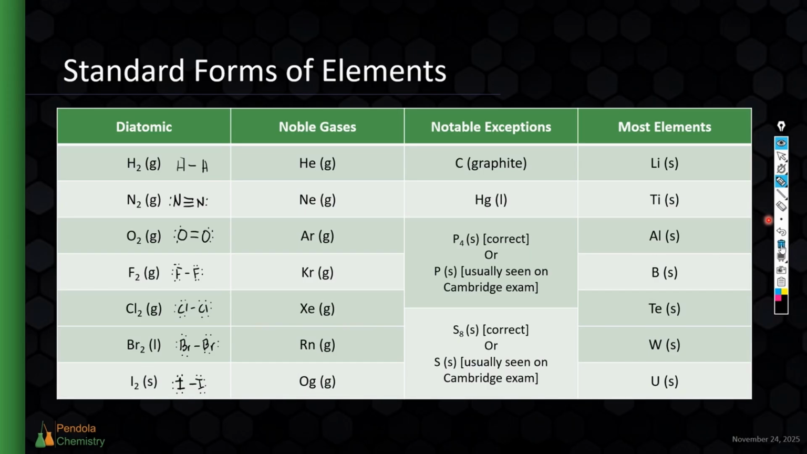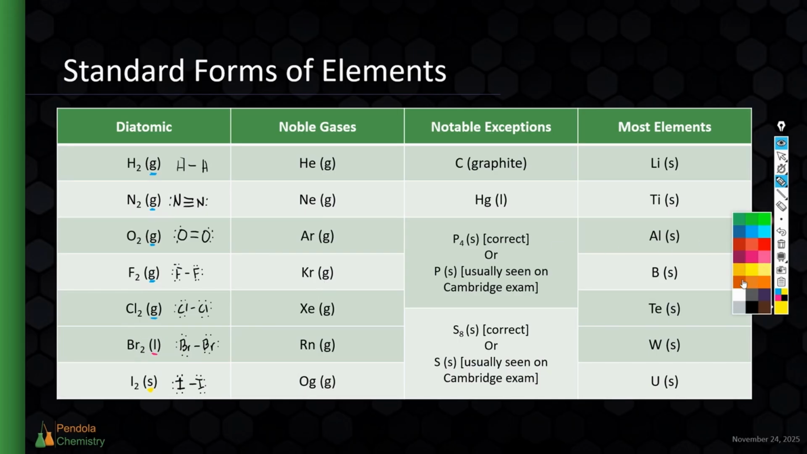And you should also remember the states of matter. Most of the diatomic elements are gases at room temperature, except for 2 of them. And they're both halogens. Bromine is liquid at room temperature, so Br2 is a liquid. And then iodine, I2, is a solid at room temperature. Other than that, they're all gases, all the other 5.